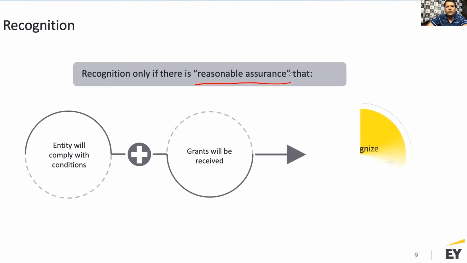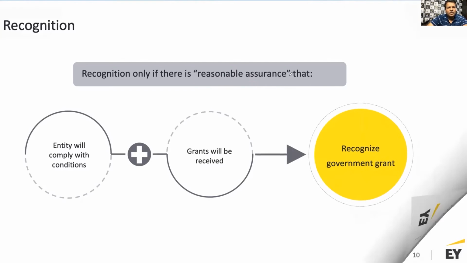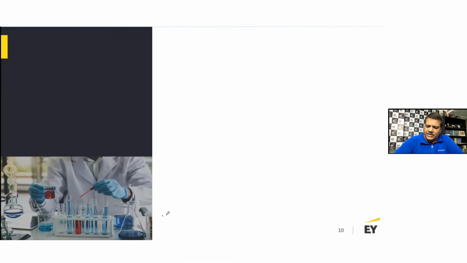And then you are going to recognize the government grant following an appropriate recognition pattern, and we're going to talk about that as well. Just because you fulfill the condition, just because you received the grant, does not mean that it becomes my income, right? So we need to also understand the pattern of recognition from a government grant perspective. Let's look at this example now.